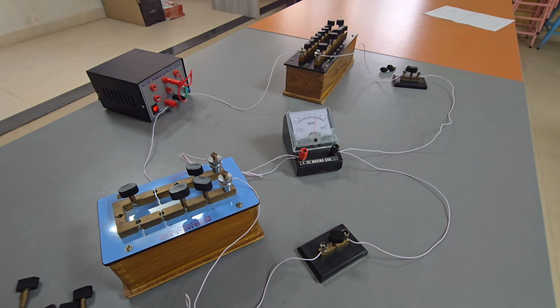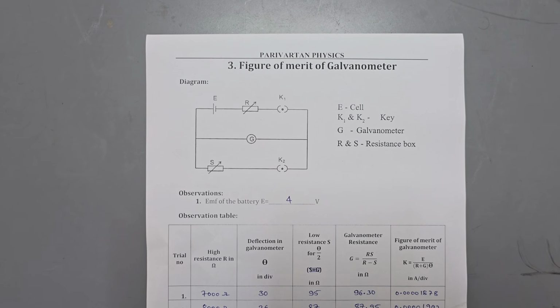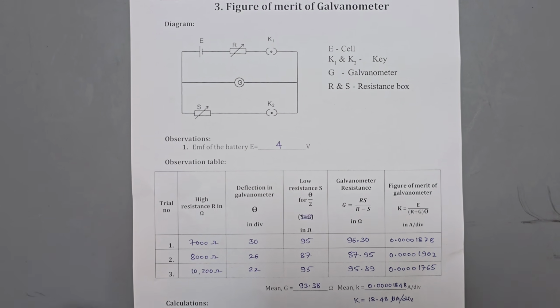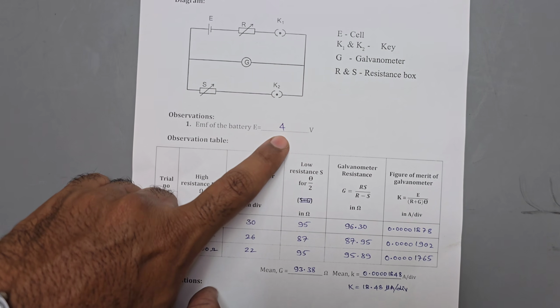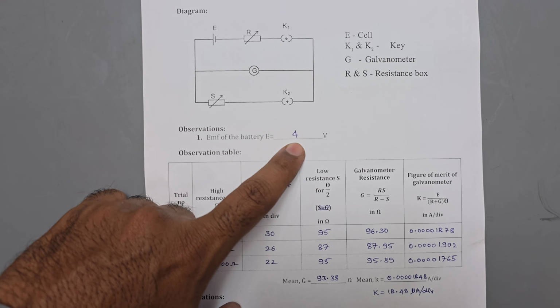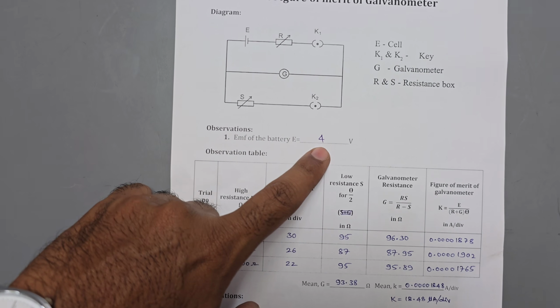Let us go for the calculations now. We have completed the procedure and we'll go back to the calculations. See, the circuit connection is already shown here. All the labelings are here. EMF of the battery: how much output EMF have you taken in the battery? I have taken 4 volts there. You have observed the socket pin was inserted in the 4 volt output.